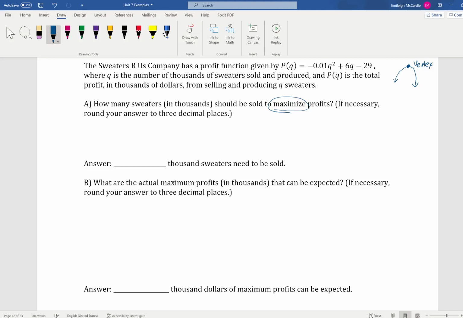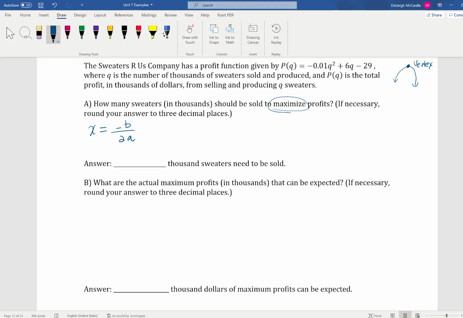So what we're going to use here is the vertex formula. And we know that the vertex formula is giving us an x. So normally we would say x equals minus b over 2a. Now in this problem, I don't have x's. I have p's and q's. So what is representing x in this problem?